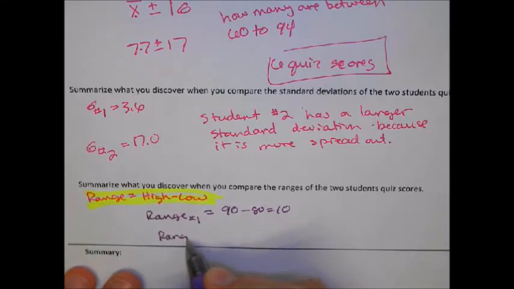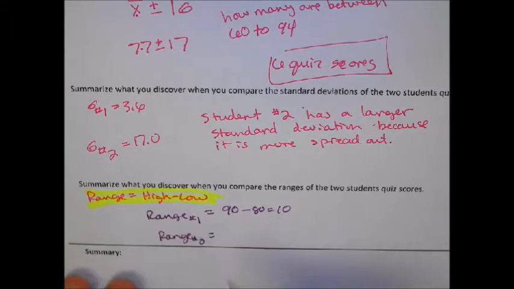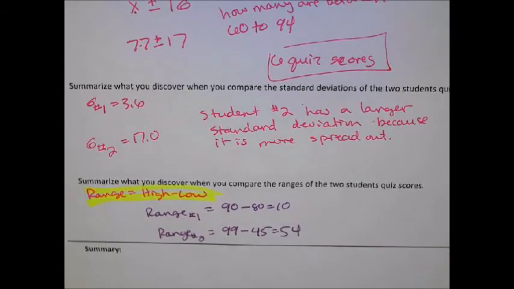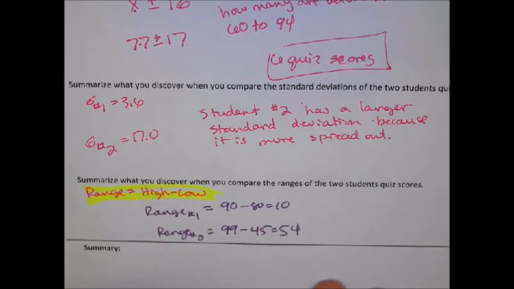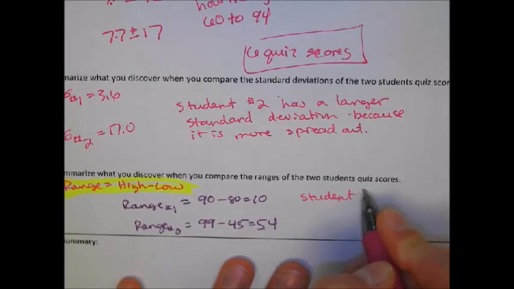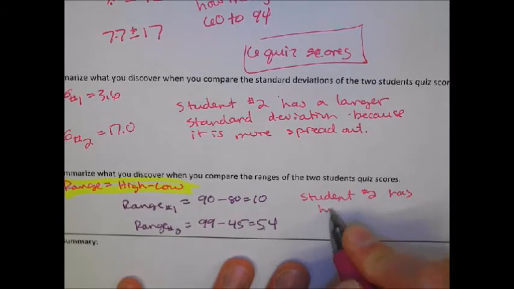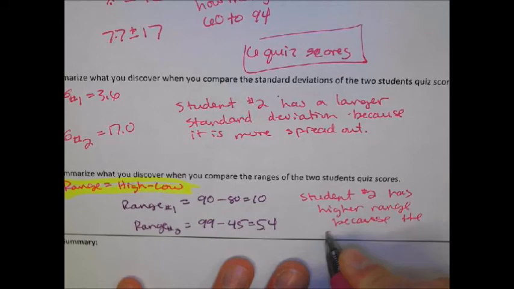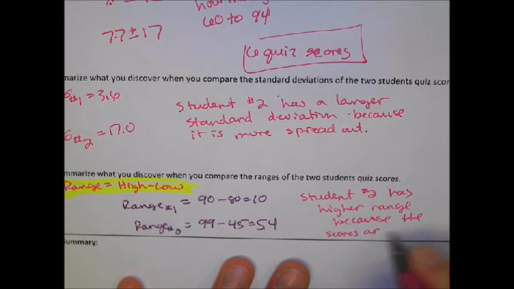Range 2, go ahead and find your high and your low. Hopefully you saw that the high was 99, the low was 45, so that's 54. So you can say something similar. Range 2 is higher, or student 2 has a higher range, because the scores are farther from each other.